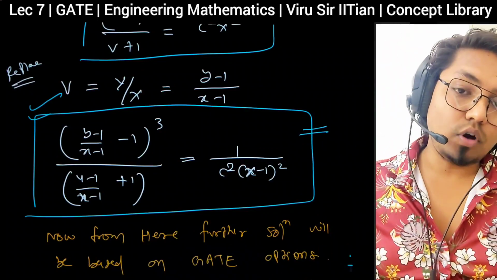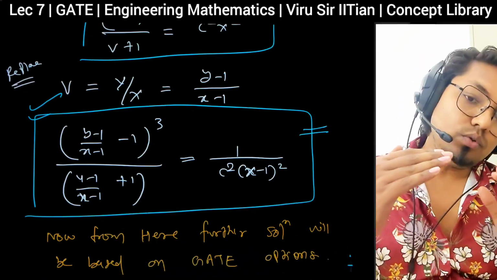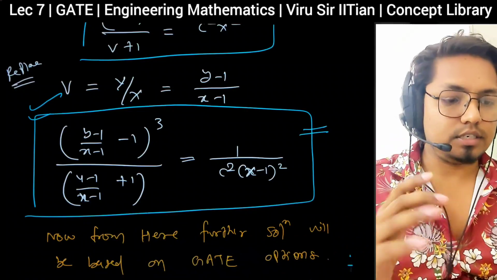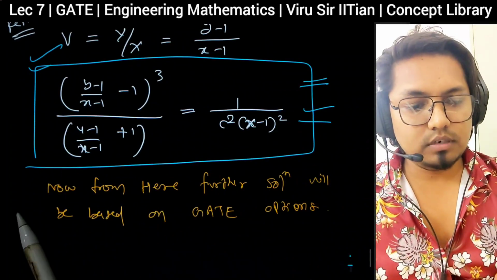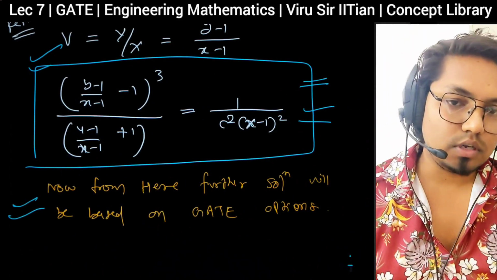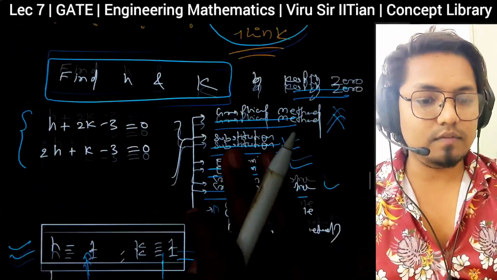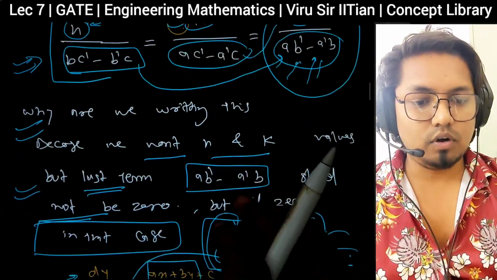Now in the GATE exam, whatever kind of answer they have given, you take the next step in that direction. Anyway, this is solved. We have solved the equation, right? Now from here the further solution will be based on the GATE options. Now some students may have confusion here, about what we did here.